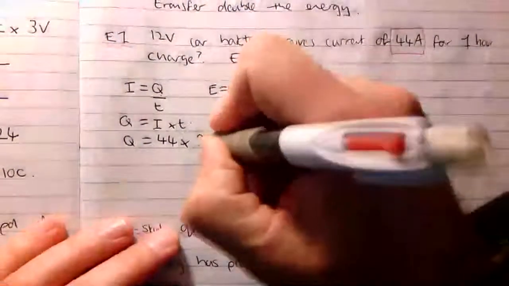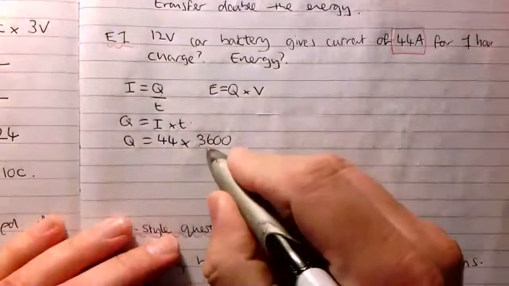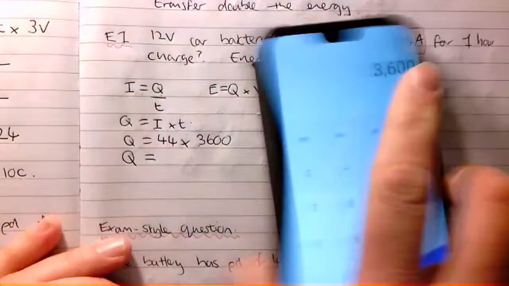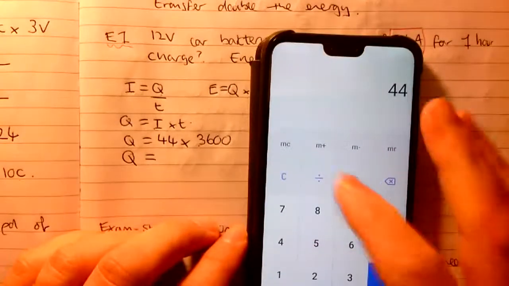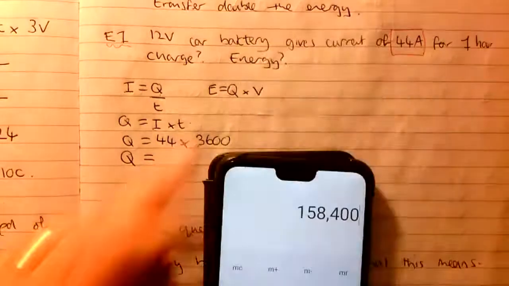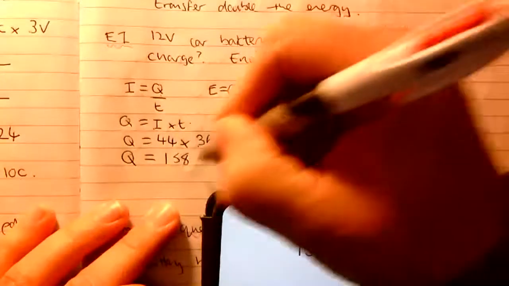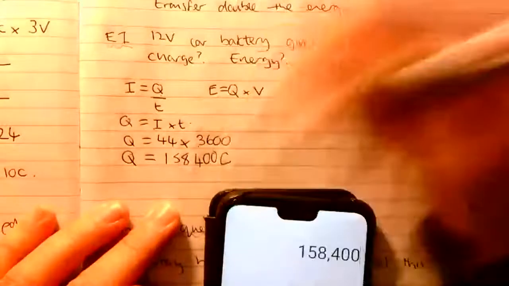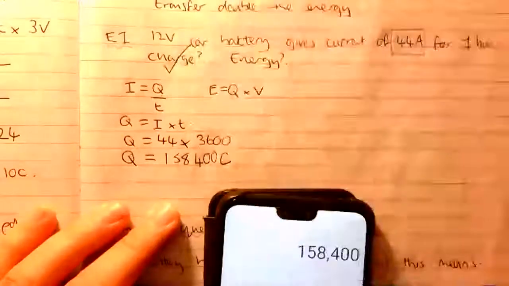So I've got 3,600 seconds. Now, do I need to simplify? No. Do I need to rearrange? No, I don't need to do any of that. I can just work this out straight away. So I've got 44 amps, 3,600 seconds, which means the amount of charge that flowed there was 158,400, and what we're measuring it in, coulombs. Okay, now I've worked out the charge. Brilliant. I've done that first part.